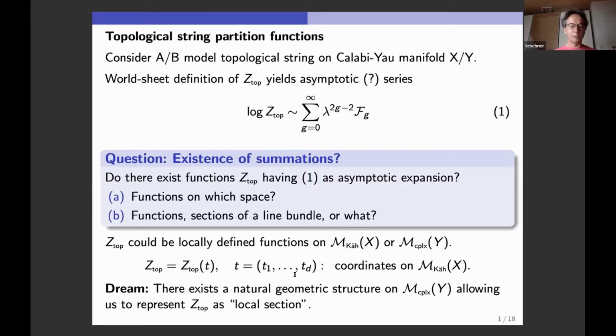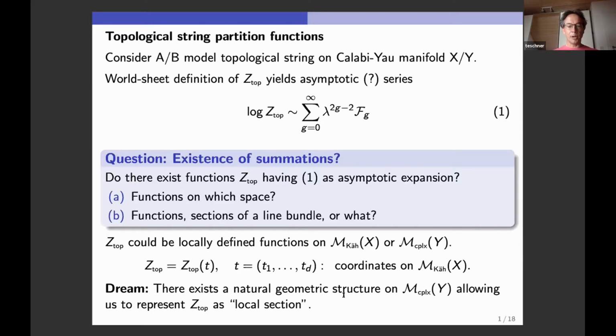If, for example, we're talking about the Kähler moduli space, then we would be considering this as a locally defined function of, say, a collection of coordinates on the Kähler moduli space. So this would yield a concrete representation of this object.